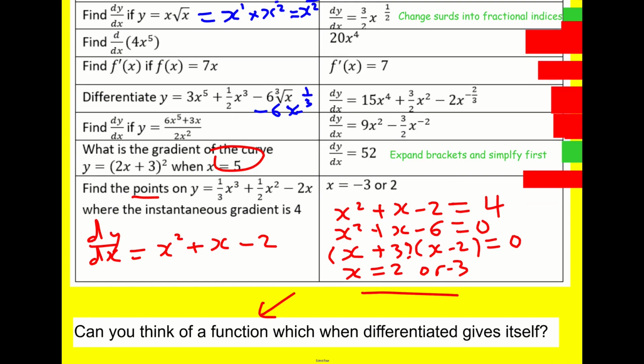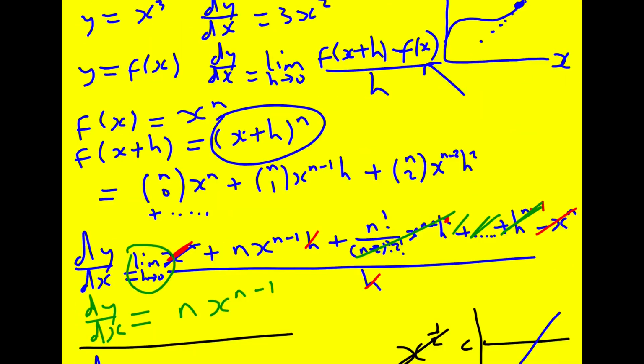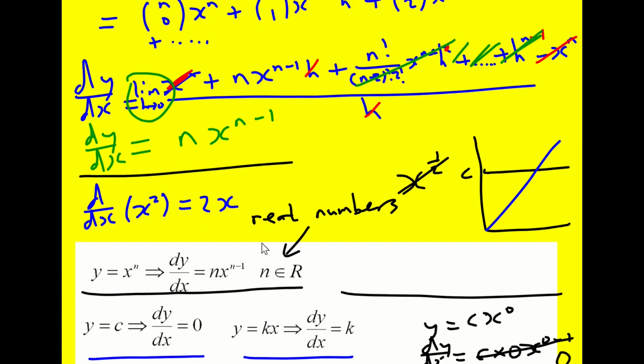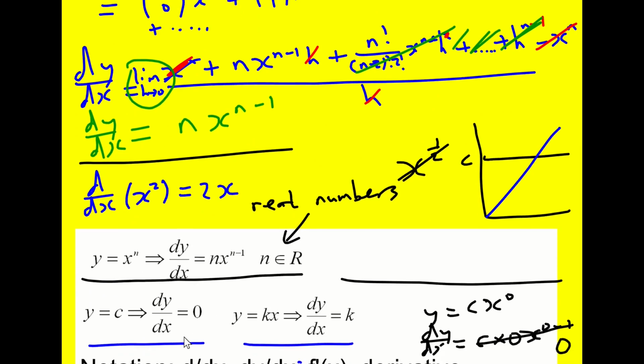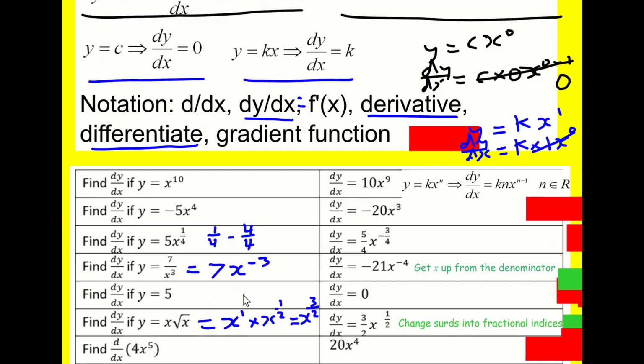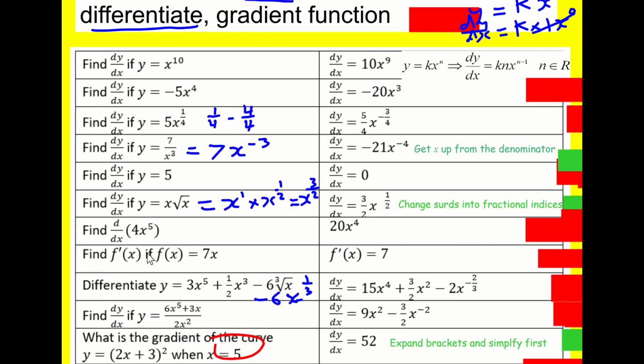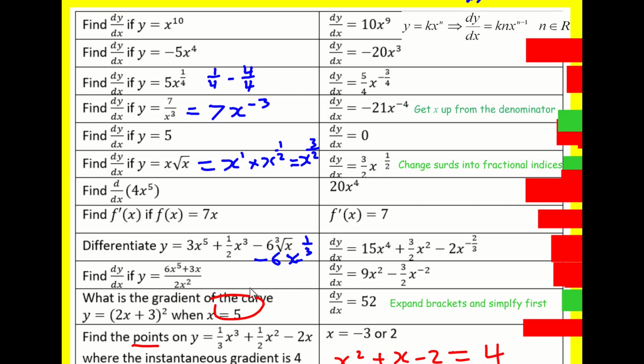Can you think of a function which, when differentiated, gives itself? I'm not going to talk about that in this video, but I'm just going to summarize. We've now got a rule for differentiating y equals x to the n, even y equals kx to the n. We've got these two special cases. We can then just apply this rule in lots of different situations. We've got to be aware of all the different types of notation that there are, f'(x), dy by dx, calling it the instantaneous gradient, etc.